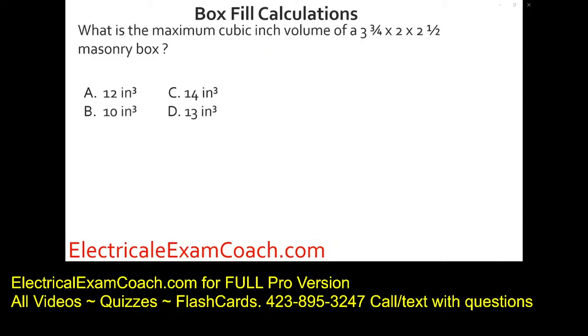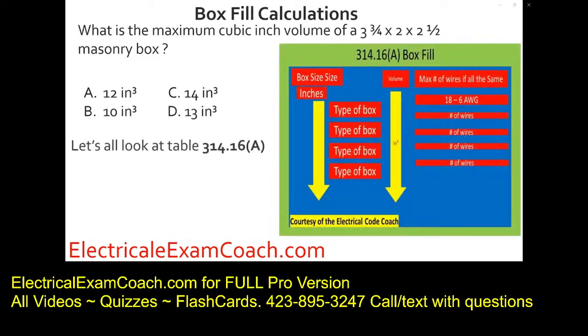What is the maximum cubic inch volume for a 3 3/4 by 2 by 2.5 masonry box? For this one, we're going to head to 314.16(A), and we're going to use that middle column, that volume column. And we want to find out how many we can do. We come down, we look very closely, and we find that it's 14 cubic inches. This is very important that we understand this process before we move on into more complex box fill calculations.